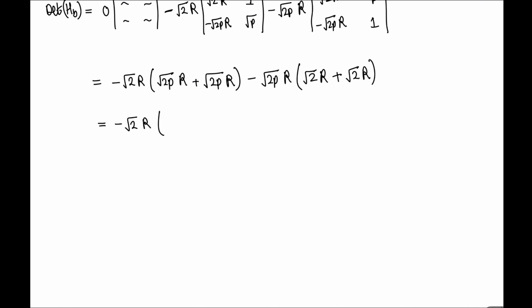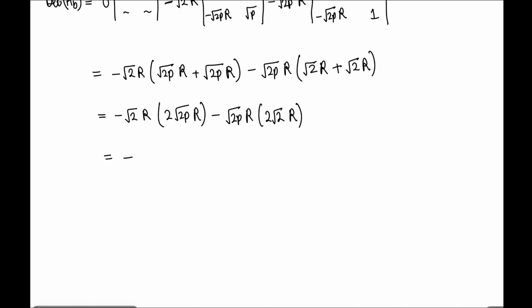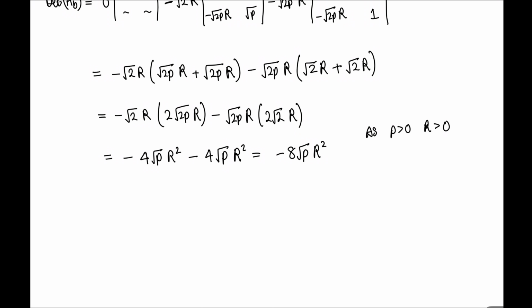Simplifying this, we get minus root 2r, 2 lots of root 2pr minus root 2pr, and then 2 lots of root 2r. Multiplying this, we get minus 4 root p r squared, and again minus 4 root p r squared. So our final answer is minus 8 root p r squared. Again, as p is greater than 0 and r is greater than 0, the determinant will be less than 0. Therefore, the optimum is a minimum. Cool.